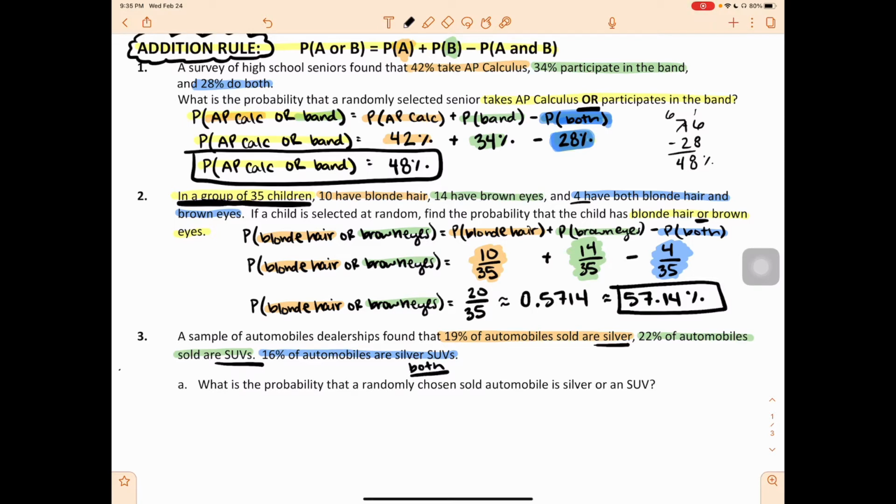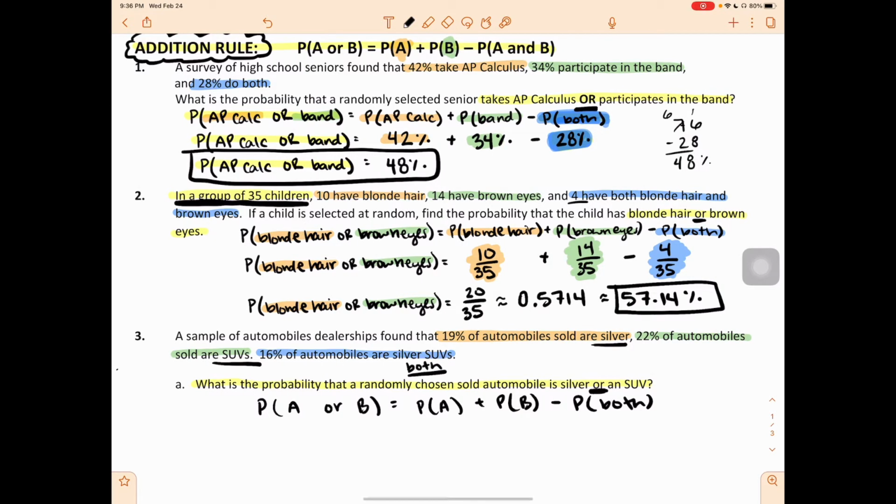So we know that the addition rule is the probability of A or B, which is equal to the probability of A plus the probability of B minus the probability of both A and B. Kind of jumped the gun there, but the reason why we're going to use this is because it says, what is the probability that a randomly chosen sold automobile is silver or an SUV? This or tells us that we have to use the addition rule, which is up above here. So this addition rule, I'm just going to add my color coding there.